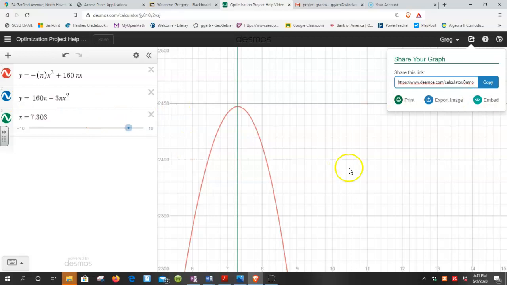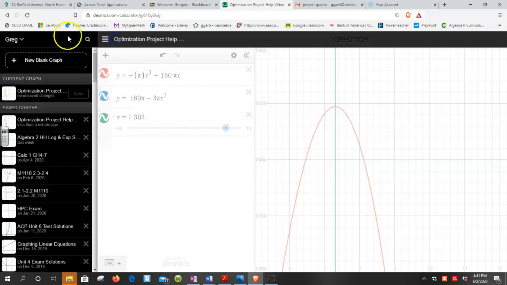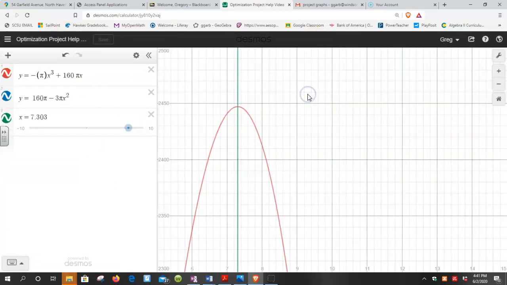And again, all you have to do is put an email, and then you can save it. So like this is my optimization project help, and I have all these different videos that I've done for many years, which is kind of nice, and they're there for me when I need them. So that's a nice little feature.